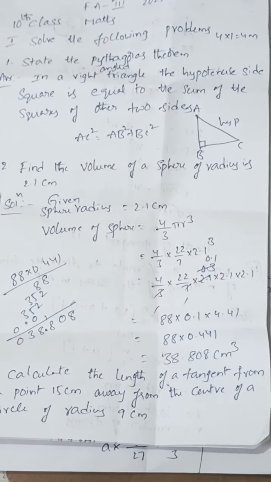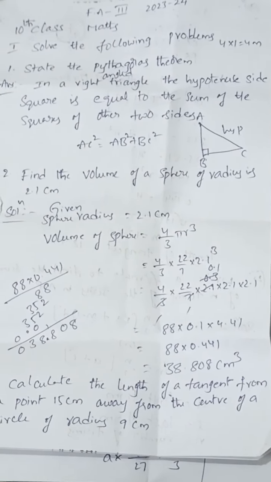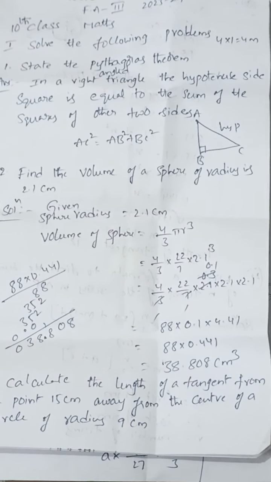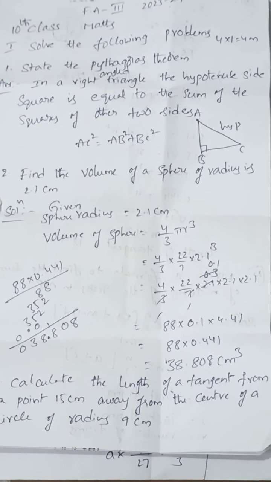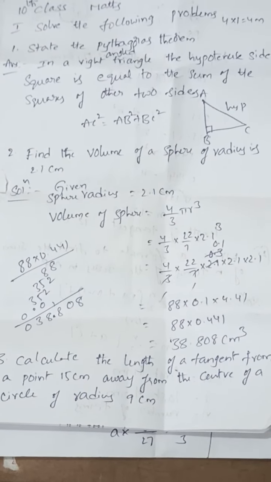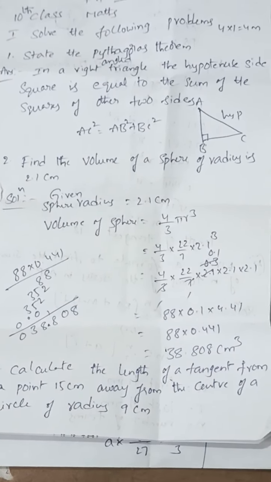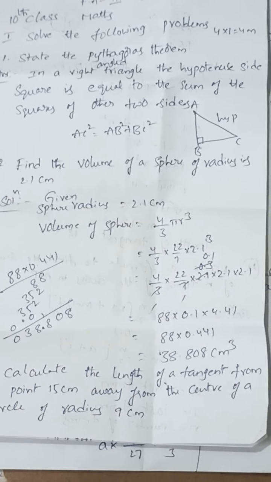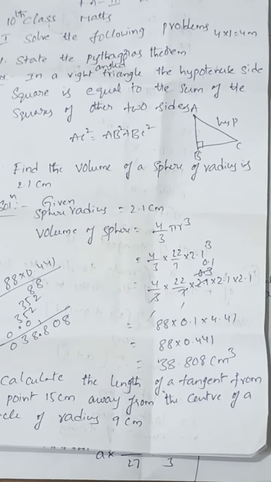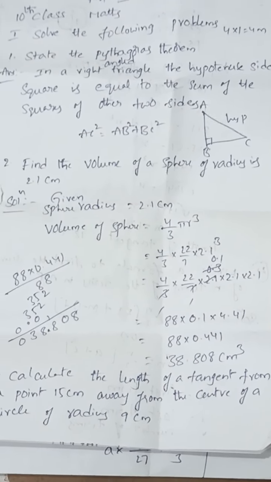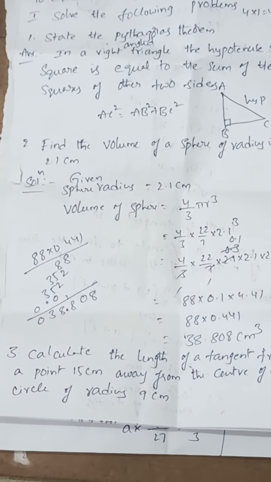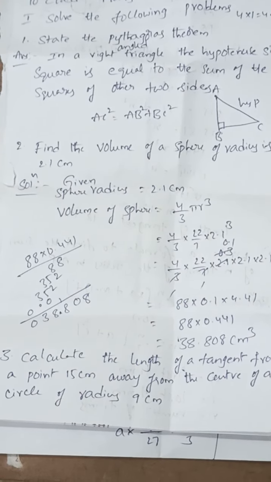Okay, next, find the volume of sphere of radius is 2.1 centimeter. So given sphere radius is 2.1 centimeter, so volume of sphere is 4 by 3 pi r cube. 4 by 3 pi is 22 by 7 or 2.1 cube. So 2.1 cube is 2.1 into 2.1 into 2.1. 7 1 ja 7, 0.3 ja 3, 1 ja 3, 0.1 ja. So 4 22 ja 88. 0.1 into 2.1 into 2.1, 4.41. So 0.1 into 4.41 is 0.441.